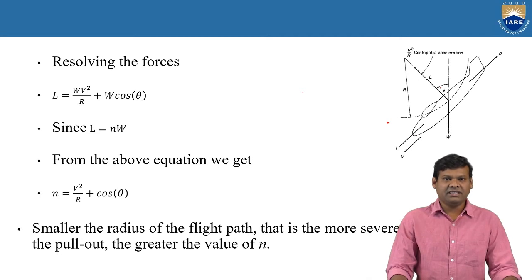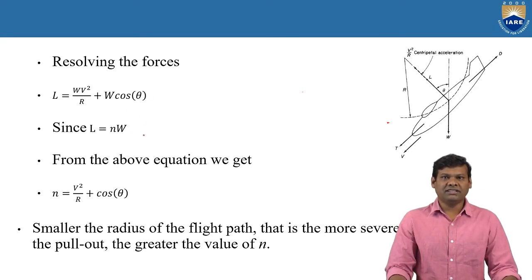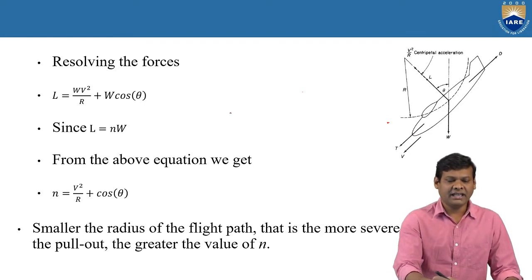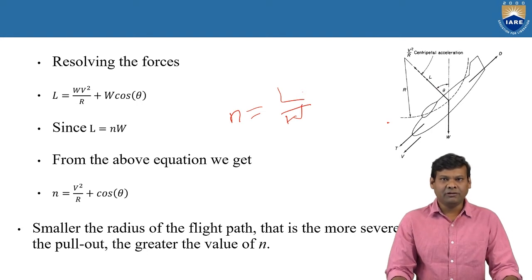What we get is that L equals V square by R plus cos theta. Sorry, the same thing. But from the concept of load factor, we know that the load factor n is equal to the lift over the weight. Finally, if we substitute L equal to nW and cancel out the W, what we finally get is that n equals V square divided by R plus cos theta.